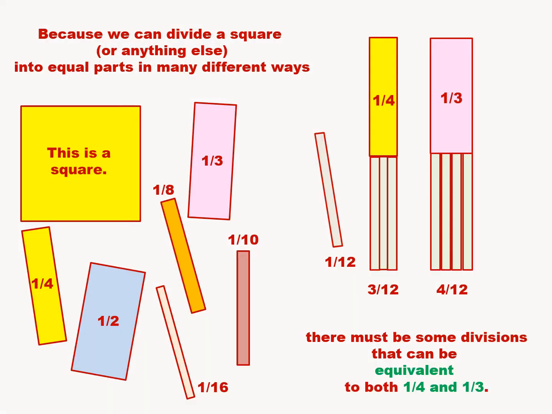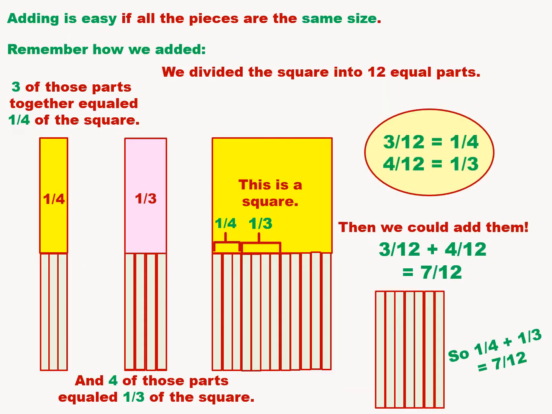But remember, in our last session, we learned that we can divide a square, or anything else, into equal parts in many different ways. And there are some divisions that can be equivalent to both 1/4 and 1/3. And we also learned that adding is easy if all the pieces are the same size.